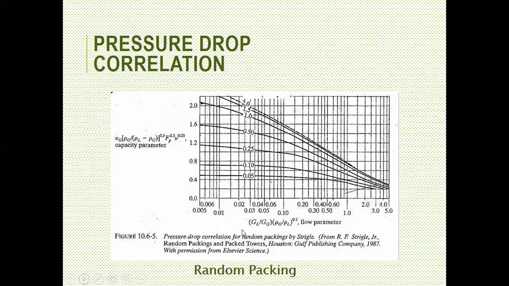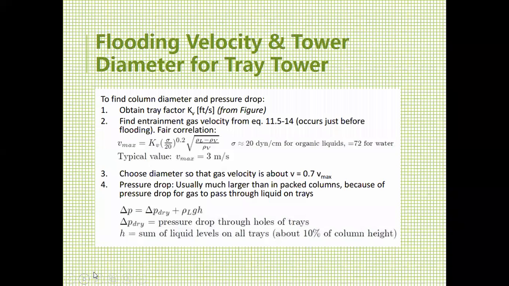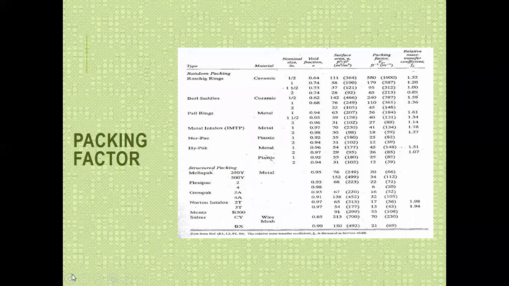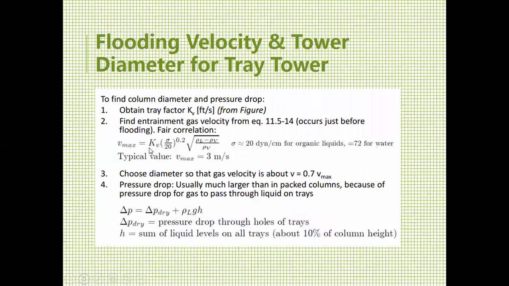Now, this is for the structured packing material. And if your column is a tray column, this set of procedures that I have given you here and the table and the graph that we're using is for a packed column. Okay, this 5-step procedure. If it's a tray column, you'll be using a different formula. So you are to determine the tray factor in this procedure for a tray column from a figure. The figure will be shown in a little while. And you are to find the entrainment gas velocity from equations 11.5-14. It will be shown to you in the form of a sample problem.